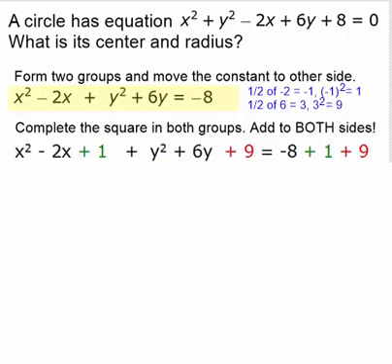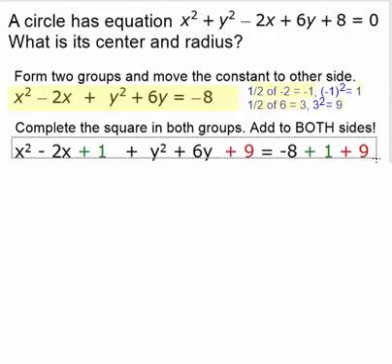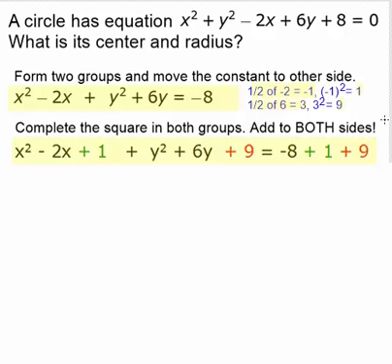To complete the square, we figure out what we have to add to both groups. In the x group, half of -2 is -1. -1 squared is +1, so we add 1 to the x group. In the y group, half of 6 is 3. 3 squared is 9, so we add 9 to the y group. As you can see here, I've added 1 to the x group and 9 to the y group on the left side, but I've also added 1 and 9 to the right side, just so we have a balanced equation. We haven't changed anything.